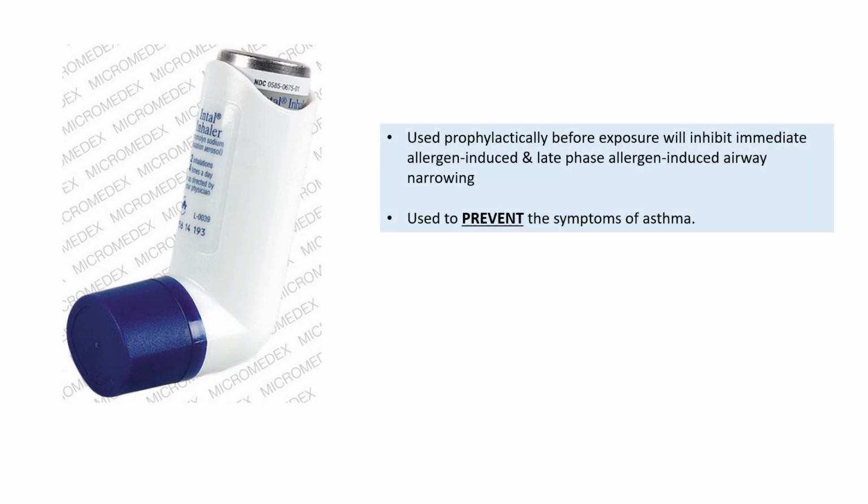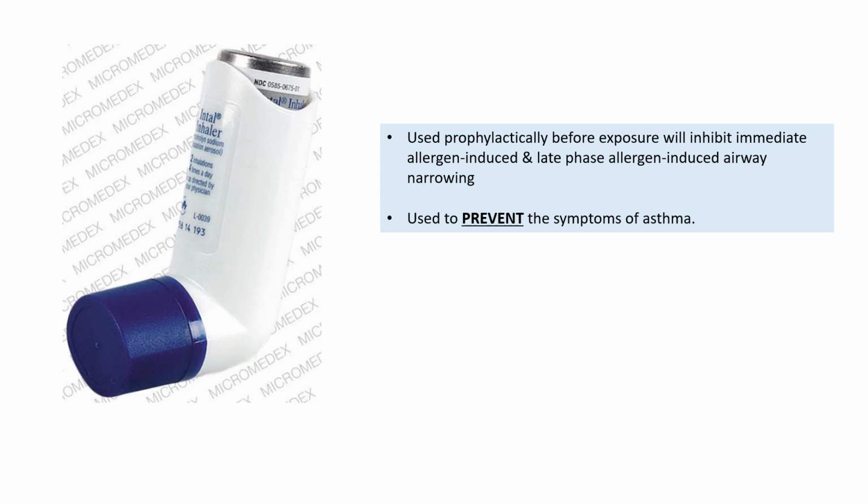Both of these drugs are not capable of reversing acute asthmatic bronchospasm, and they cannot be used to treat an acute episode of asthma. Cromolyn and Nedocromil, when used prophylactically before exposure, will inhibit immediate allergen-induced and late-phase allergen-induced airway narrowing, thus preventing symptoms of asthma. Essentially, they are used just before exposure to conditions or substances that might trigger an asthma attack, for instance, exposure to allergens such as pollen, aspirin, chemicals, cold air, or air pollutants.